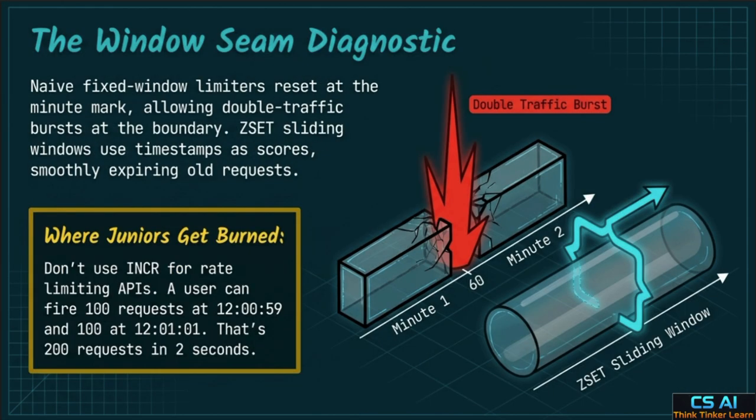Let's diagnose the window seam. Juniors often get burned using INCR or increment for rate limiting because fixed window limiters reset at the minute mark, allowing a double traffic burst at the boundary. Instead, use a ZSET as a sliding window. By using timestamps as scores, you can smoothly expire old requests and ensure your rate limits are strictly enforced, no matter when the request hits.